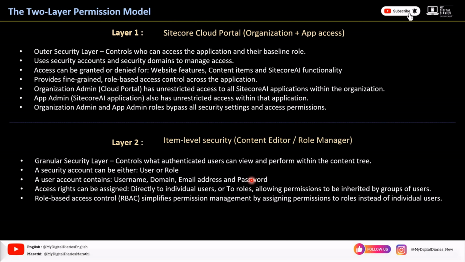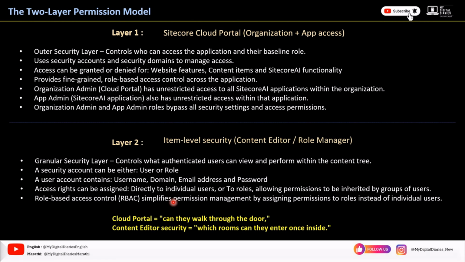Now, access rights can be assigned two ways. You can assign them directly to individual users, or you can assign them to roles, which allows permissions to be inherited by an entire group of users at once. This second approach is called role-based access control, RBAC. And it's powerful because it simplifies permissions management. Instead of updating access for 50 individual users one by one, you just update the role, and every user in that role gets the change instantly.